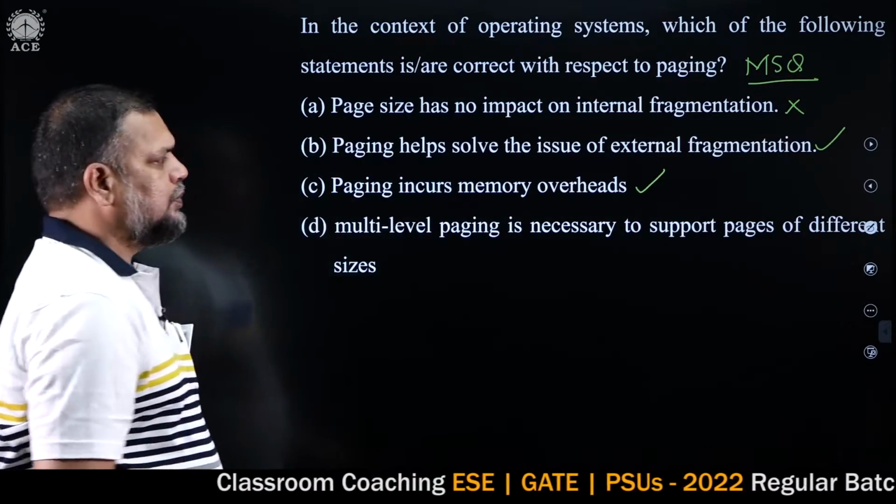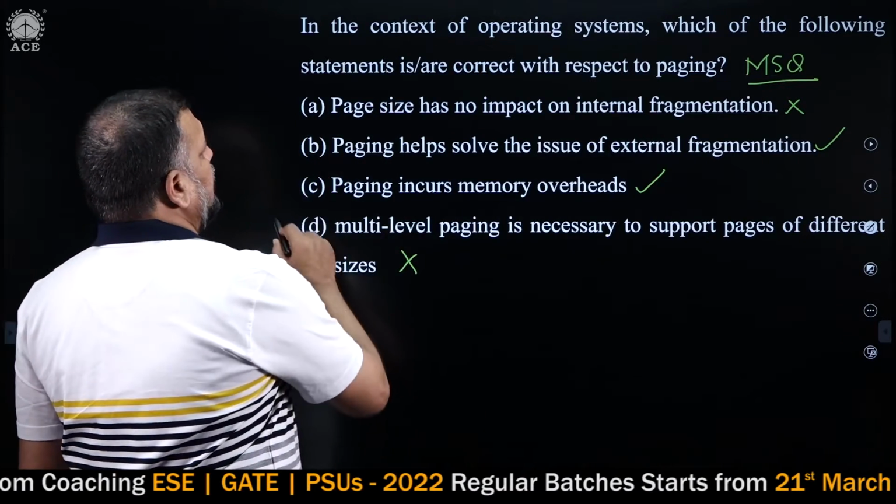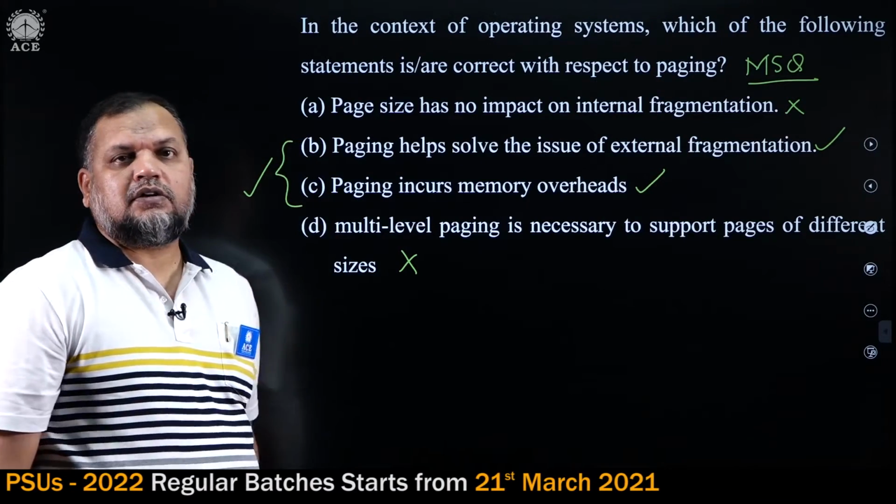Multi-level paging is necessary to support pages of different size. In a vague statement, that is incorrect. So, therefore, the correct options are B and C.